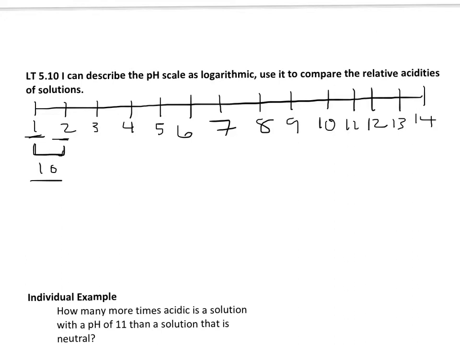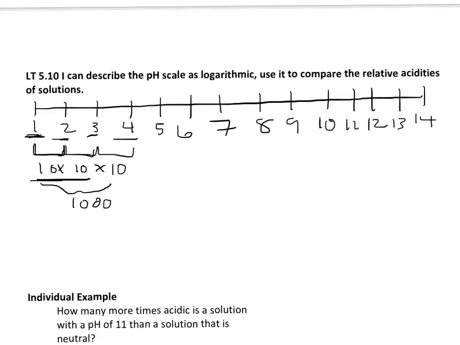Moving on, this difference between 2 and 3 also represents the power of 10. So you would say that a substance with a pH of 1 is actually 100 times more acidic than a substance with a pH of 3, as 10 times 10 is 100. Even further on, the difference between 3 and 4 also represents the power of 10. So you would say a substance with a pH of 1 is 10 times 10 times 10, or 1,000 times more acidic than a substance with a pH of 4.